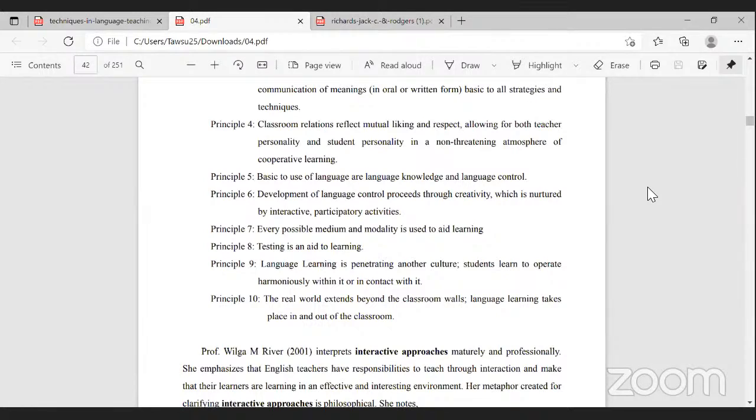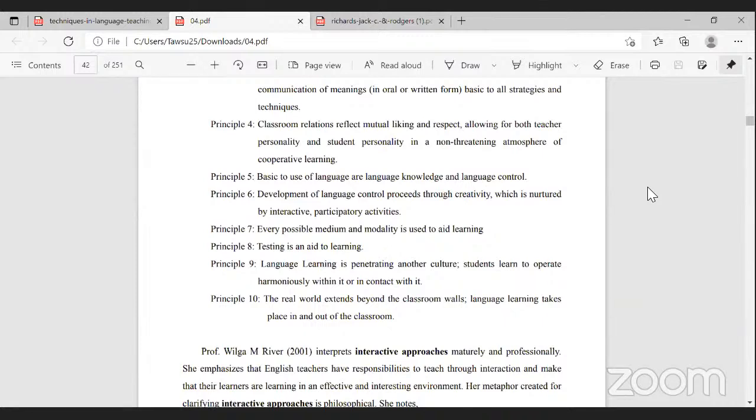Language learning is penetrating another culture. Students learn to operate harmoniously with it or in contact with it. So language learning is like penetrating another culture. You learn things from other cultures.